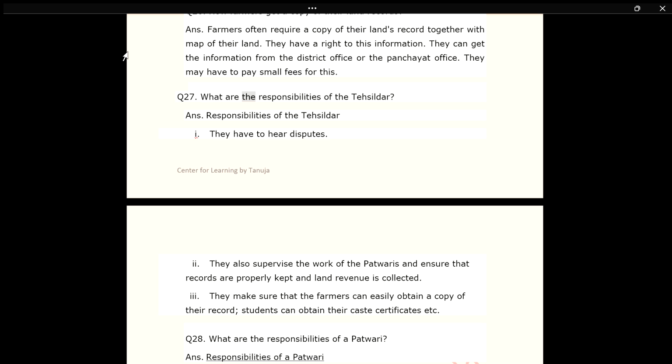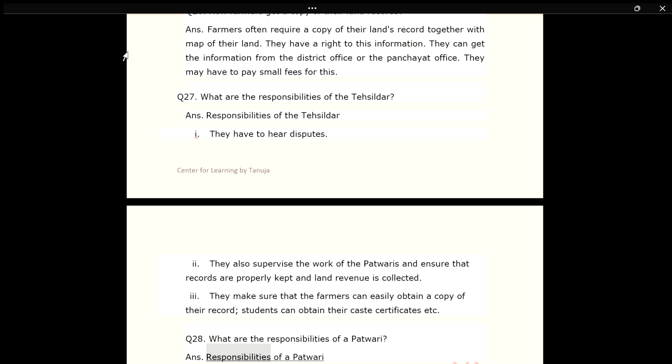Q27. What are the responsibilities of the Tahsildar? Ans. Responsibilities of the Tahsildar. 1. They have to hear disputes. 2. They also supervise the work of the patwaris and ensure that records are properly kept and land revenue is collected. 3. They make sure that the farmers can easily obtain a copy of their record, students can obtain their caste certificates etc.